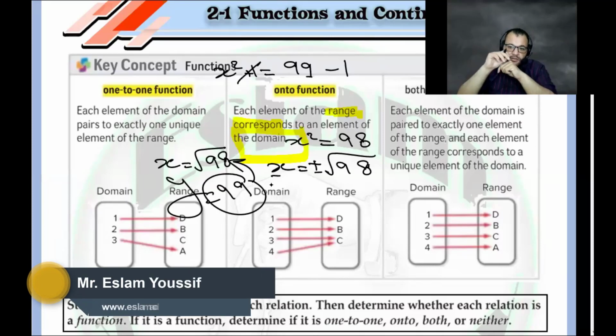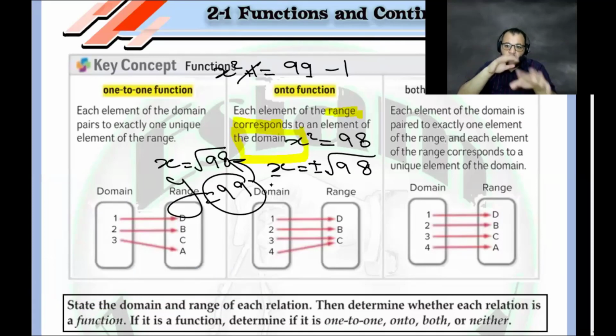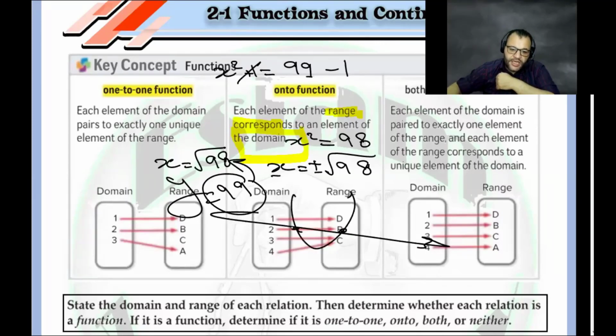You understand it? Yes, sir. That is the meaning of an onto function. So this relation now is an onto function, but not one-to-one. Why not one-to-one? Because now we have a parabola. If you draw a horizontal line, it will intersect the graph at 2 points. For two different values of x, there is the same image. Is that clear now, the difference between one-to-one and onto? Yes.